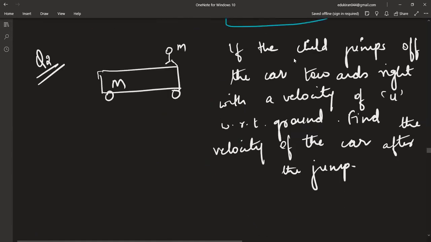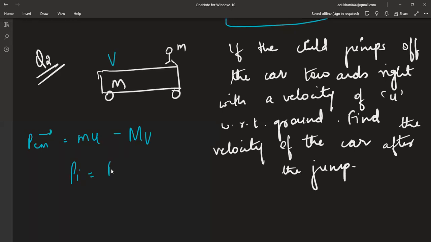Look at this. If the child jumps off the car towards the right with a velocity u with respect to ground, find the velocity of the car after the jump. See, center of mass's momentum will be conserved. That's what we have seen. So initial mass into velocity minus the mass and velocity of this. Let's say this is moving with v velocity. So that becomes mv. Right?